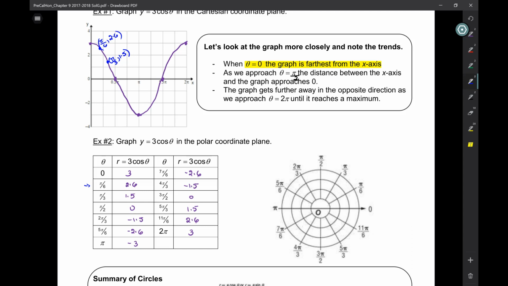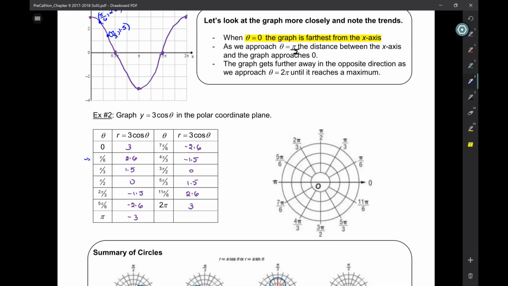Now, let's do this here. All right, let's go on the polar axis and see what's going to happen. Okay? All right. When theta equals 0, my radius is 3. 1, 2, 3 here. Okay? When theta equals pi over 6, I'm at 2.6. Pi over 3, 1.5. Pi over 2, 0.